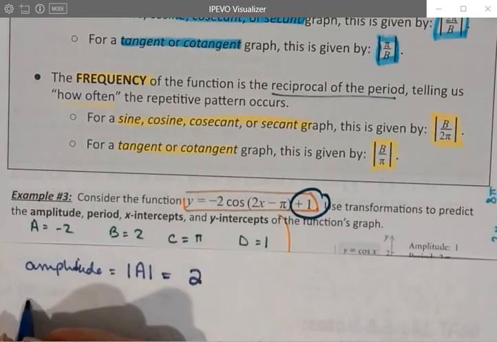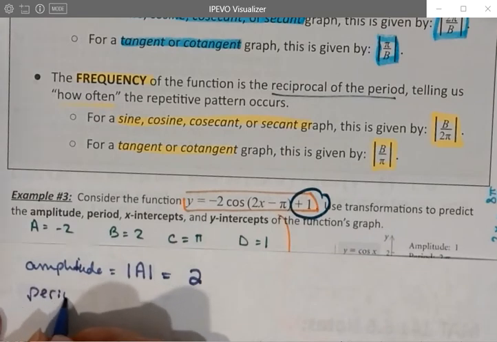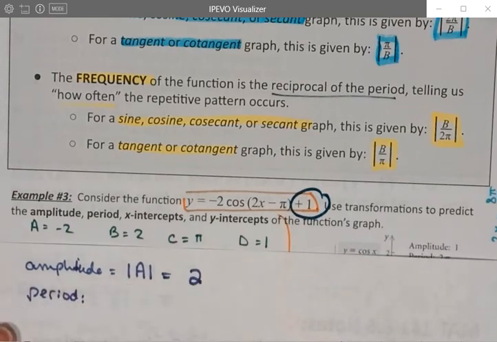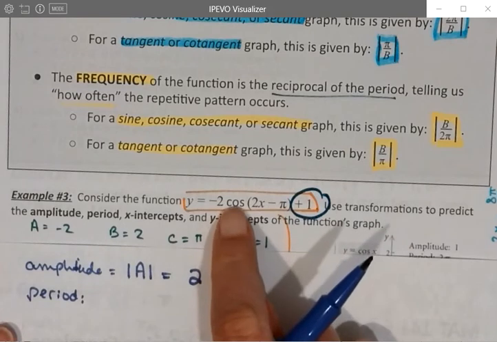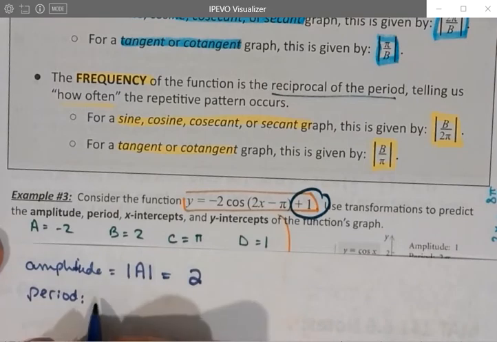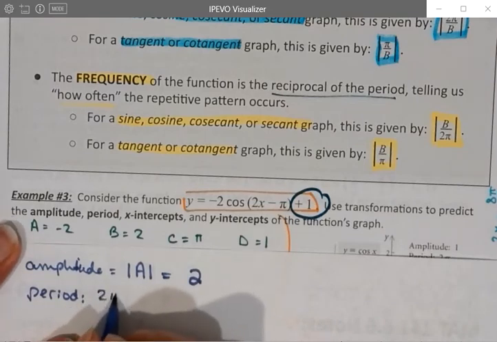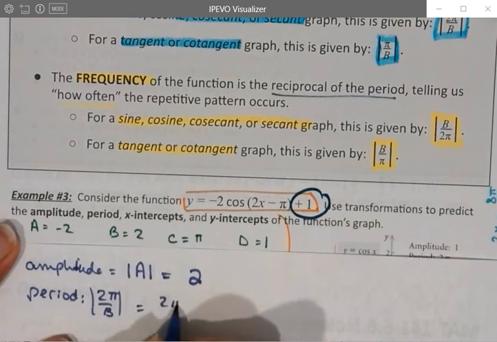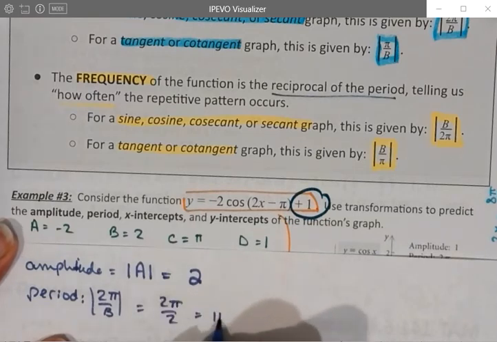Okay, then the period. This is a cosine function, so it would initially have a period of 2 pi, but we're going to divide it by b and take its absolute value. So the period is 2 pi divided by b, and so in this case it's 2 pi divided by 2, or it's pi.